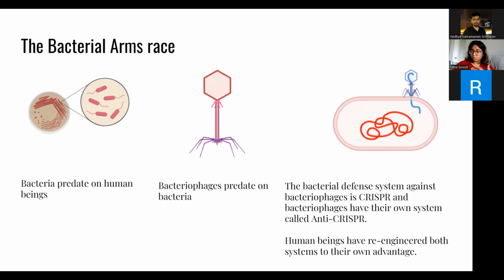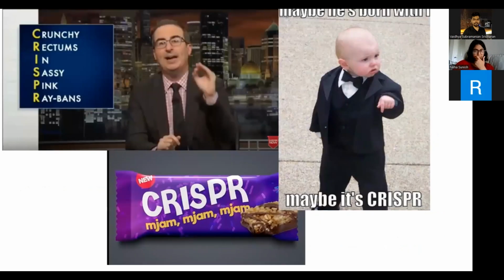Human beings have re-engineered both anti-CRISPR as well as CRISPR. Anti-CRISPR is another evolutionary mechanism within bacteriophages, which has evolved in order to fight CRISPR in bacteria. These are just some popular memes I put together. John Oliver has a great episode on CRISPR, which you can find online.